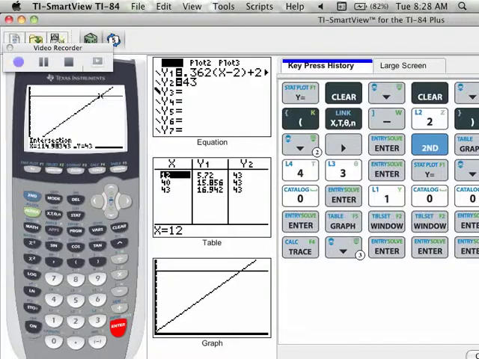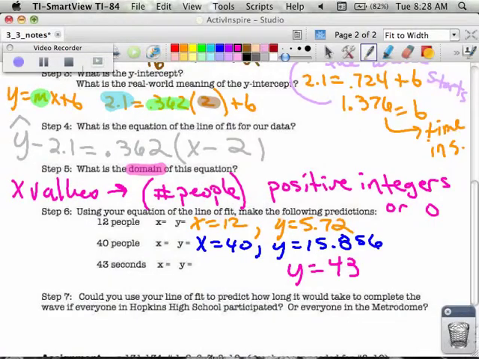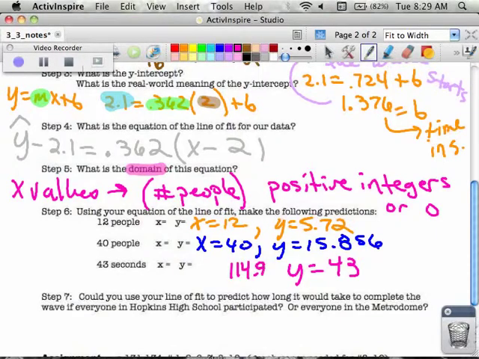114.983. And we talked about a little bit earlier that doesn't really make a lot of sense. So you might want to put down 115 people because you don't have 0.983 of a person. So after about 115 people have stood up, that's when 43 seconds have passed. That's what it's talking about.